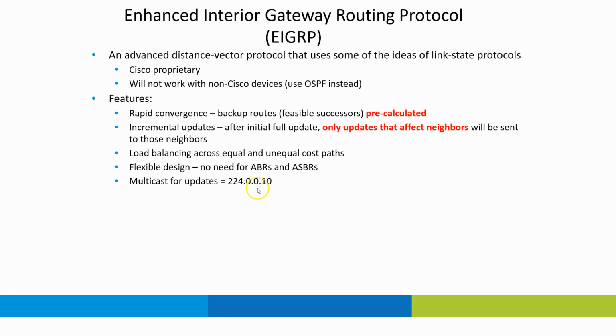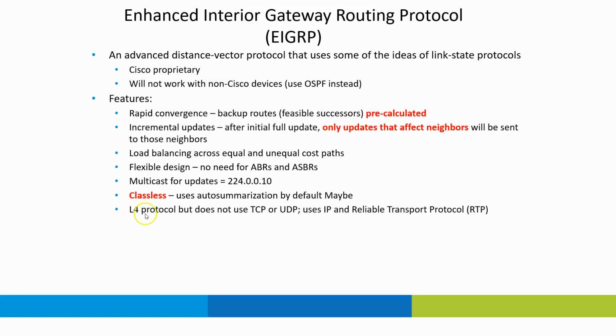FF02::A for IPv6. Classless, and this uses auto summarization by default, maybe. The older EIGRP routers will use auto summary by default, and if you don't want summarization at the classful boundary, use the no auto-summary command. No big deal about that goes along with these things.